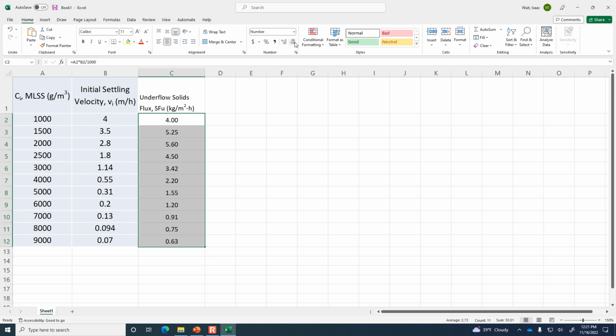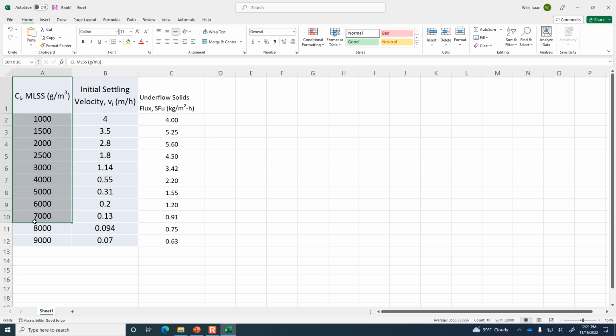All right. So we've got this data that we're going to graph. And what we're going to graph is the concentration of mixed liquor suspended solids versus this flux rate. And so let's make a curve. We're going to just do an XY scatter plot. And so to do that, I guess maybe if I'm writing the steps on the whiteboard here, I'd say that step 2 is plot S sub F U on the y-axis and mixed liquor suspended solids concentration on the x-axis. So that's going to be where we plot this data.